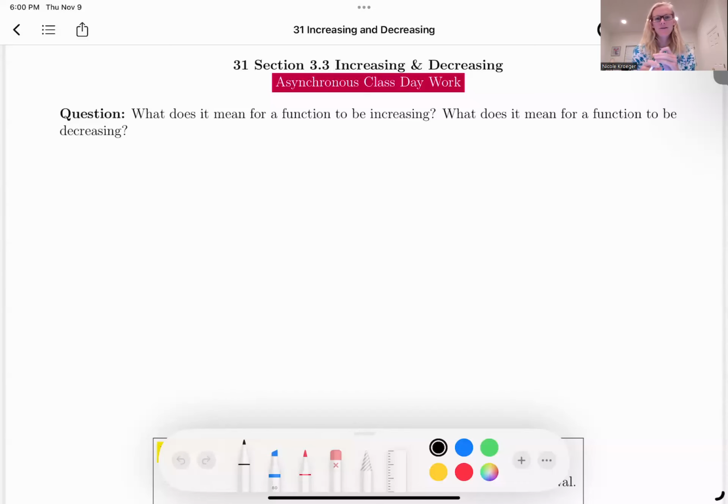So we've talked about how to find absolute maxes and mins of continuous functions on closed intervals. And now we want to gather more information about what the derivative tells us about functions. And then for next class, try and figure out where we have local maxes and mins as opposed to absolute maxes and mins. So let's start out by thinking what it means for a function to be increasing and what it means for a function to be decreasing.